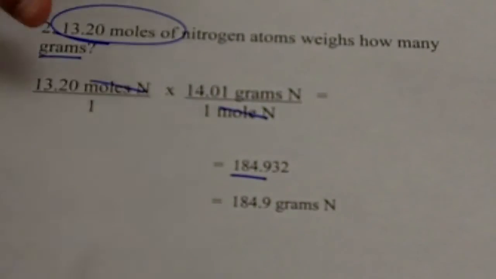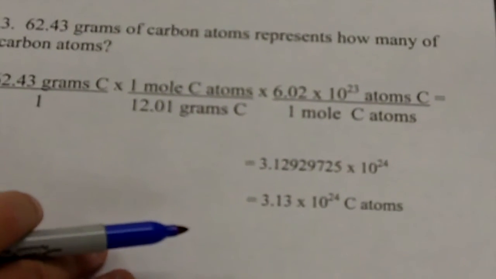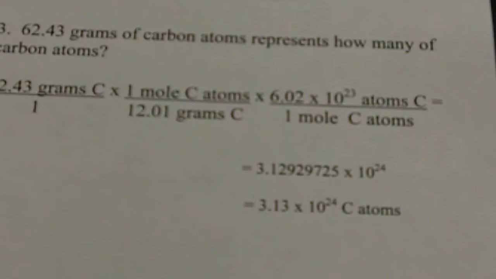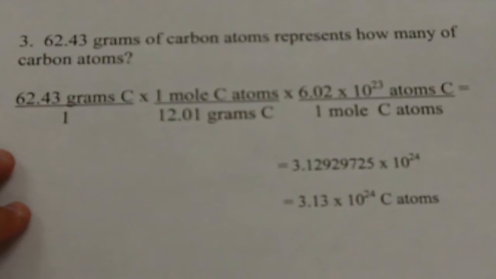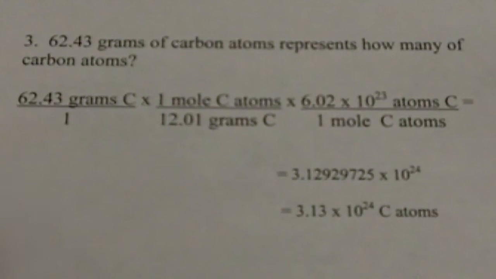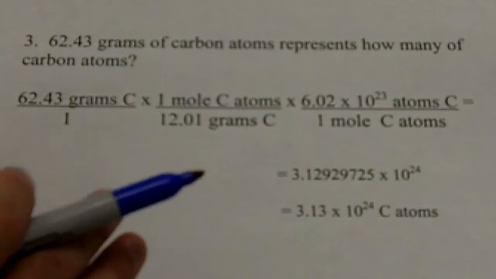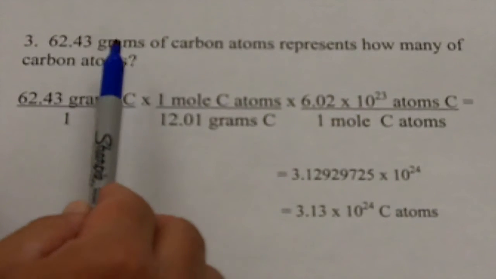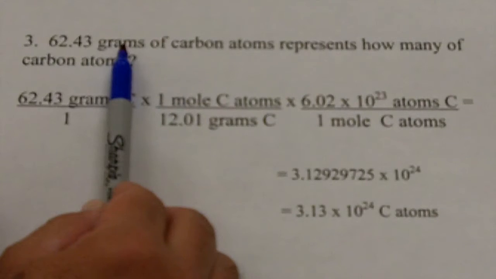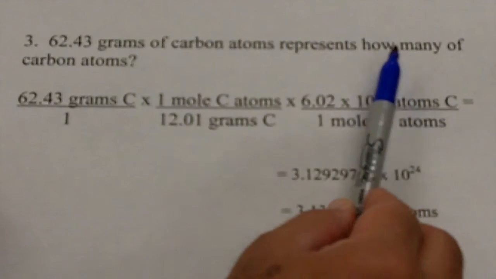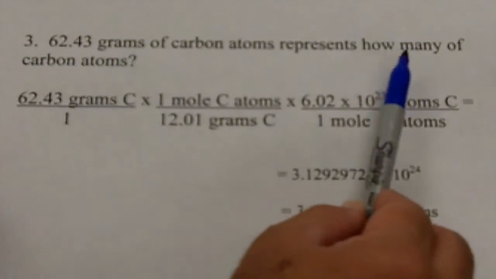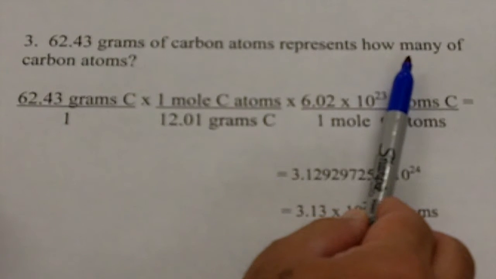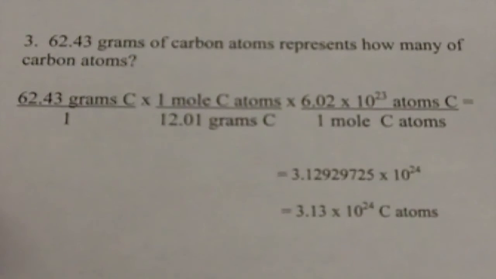Let's take a look at the next problem. The next problem says this. It says 62.43 grams of carbon atoms represents how many carbon atoms? Now there's a complication in this problem that we're going to be able to deal with, but I need to point that out now, and that is that we cannot go directly from grams of atoms to numbers of atoms. We have to go through a mole intermediate. Let me show you how that's done.